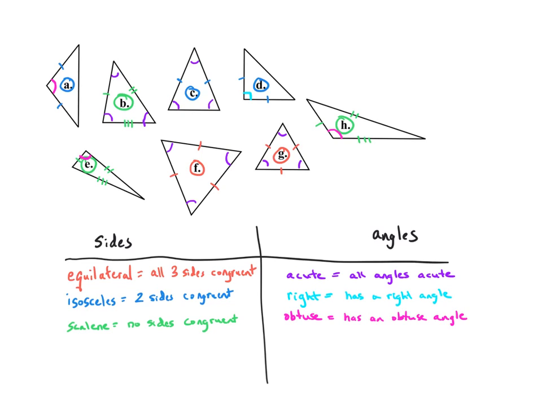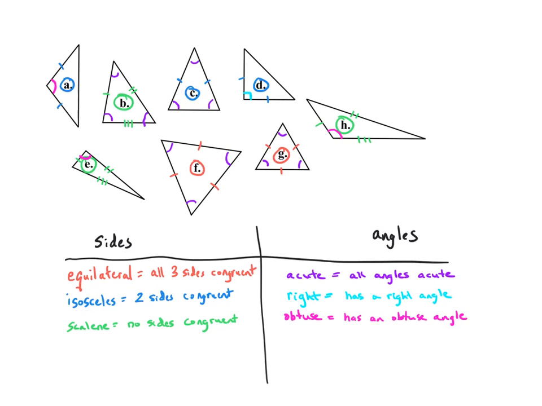Now, I do want to warn you to be careful that when you're naming triangles according to their angles, it's very easy to look at a triangle and see that it has an acute angle and automatically think that it's an acute triangle. Keep in mind that all triangles have at least one acute angle. For it to be an acute triangle, it must have all three of its angles be acute. For it to be a right triangle, it just needs to have a right angle. And for it to be an obtuse triangle, it just needs to have an obtuse angle.